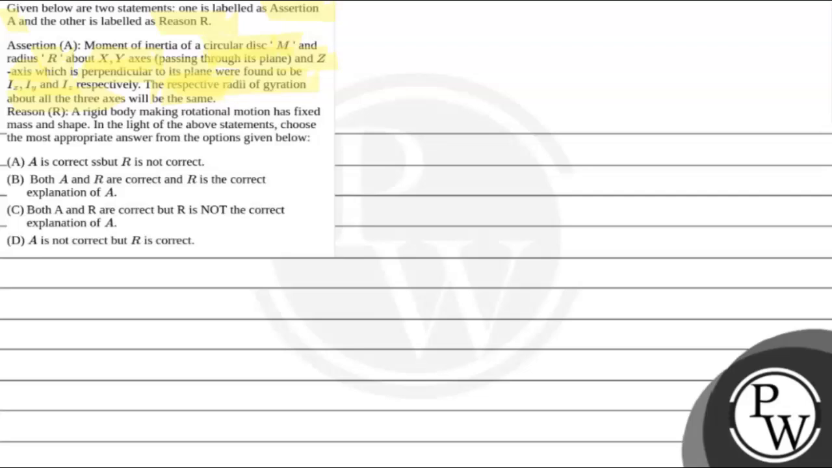Reason R. A rigid body making rotational motion has fixed mass shape. In the light of the above statements, choose the most appropriate answer from the options given below. A. A is correct but R is not correct. B. Both A and R are correct and R is the correct explanation of A. C. Both A and R are correct but R is not the correct explanation of A. D. A is not correct but R is correct.